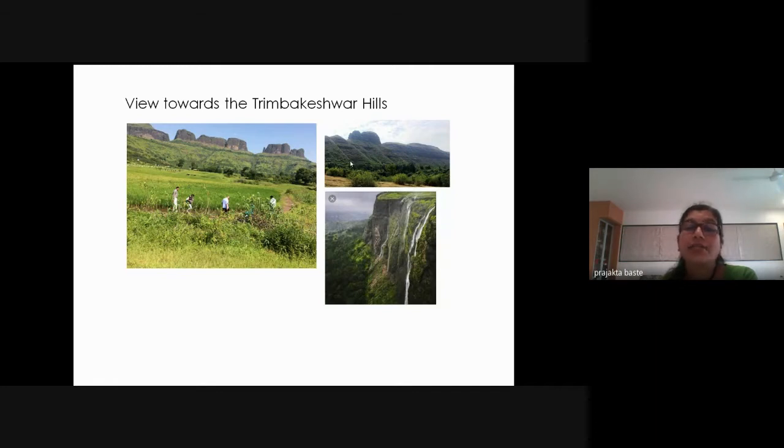And of course, this is a formation of a dissected plateau where there is some amount of deciduous forests, which we can relate to the category of deciduous forests and scrub forests at the foothills of these mountains. And the small town of Trimbakeshwar is located on the plains of this hill range. As you must know, Trimbakeshwar is one of the Jyotirlingas of India, and hence it's a famous pilgrimage place in the northern part of Maharashtra.